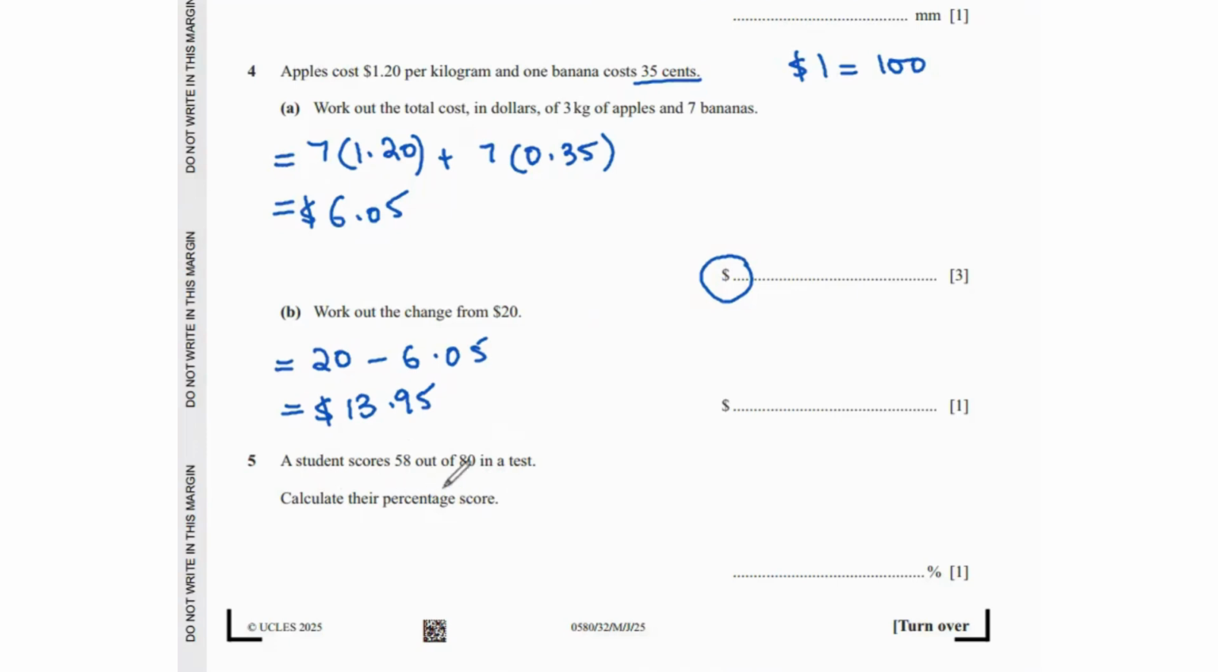Then it says a student scores 58 out of 80 in a test. Calculate the percentage score. So for the percentage score, you first create a fraction for the score, 58 out of 80, and then times the fraction by 100. Whenever we're trying to find a percentage of something, we always multiply that thing by 100. So in this case, they want the percentage score. So 58 out of 80 times 100, which gives us 72.5%. That's your answer.